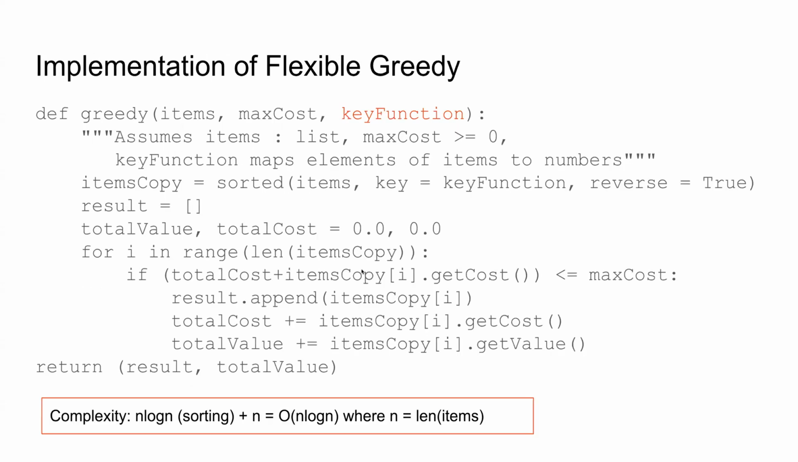Okay, so let's implement a greedy algorithm, which takes items. Remember, the items are the list of foods, right? And you have a constraint, maximum cost, which is the calories. And then the third parameter is called a function. This is a function name used to compare things, right? So remember, in Python's sorted function, you can have three parameters.